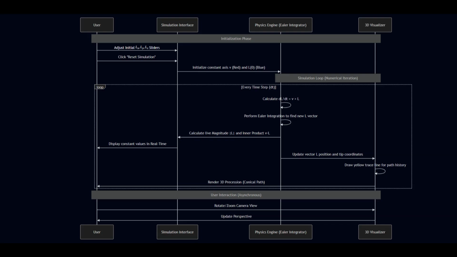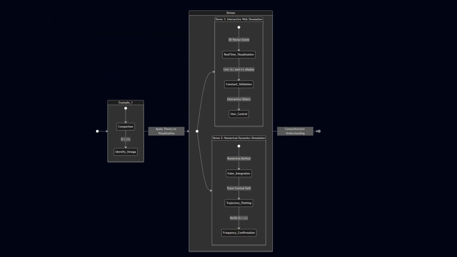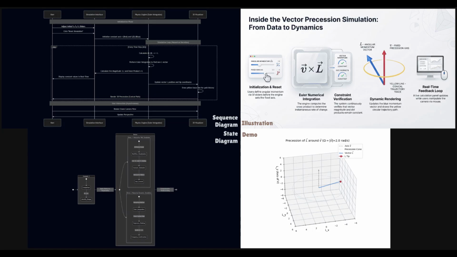that axis. From this proof, the narrative moves to the derivation of the angular frequency, identifying that the speed of the vector's rotation is determined entirely by the strength of the fixed axis. This theoretical groundwork acts as the bridge to the practical demos.